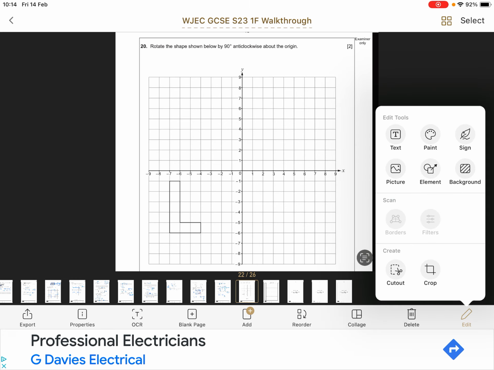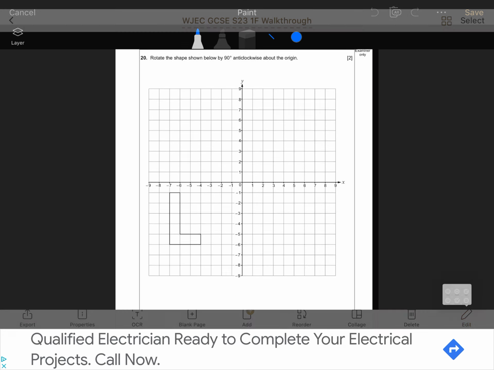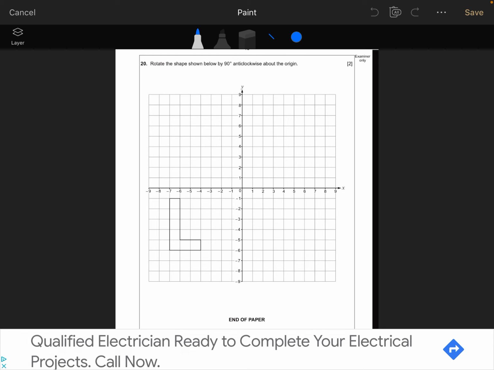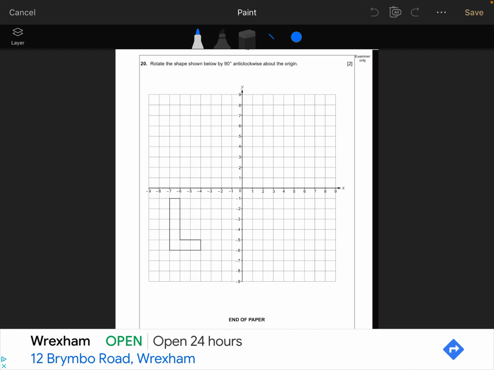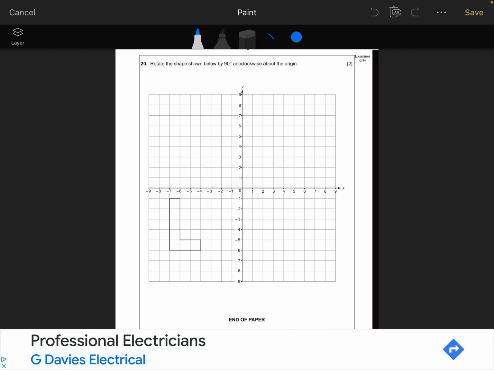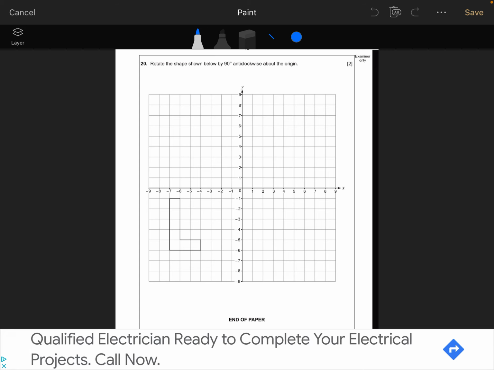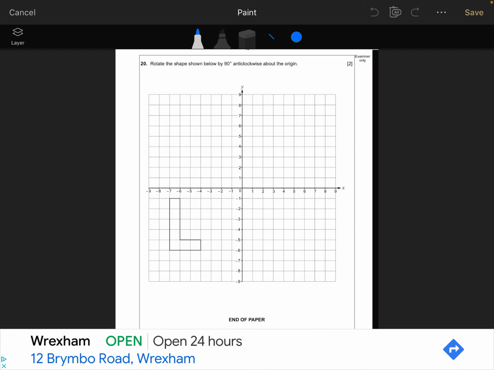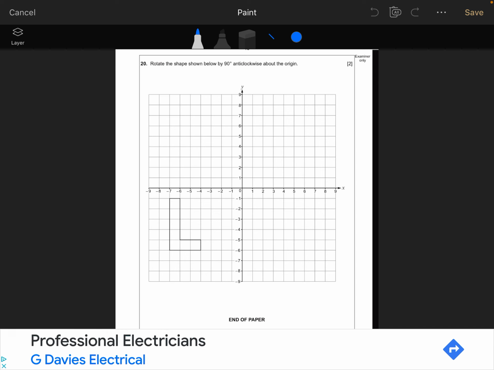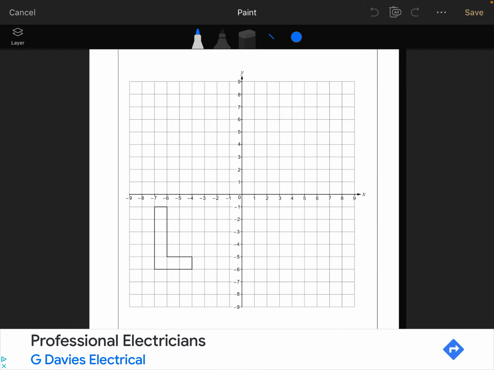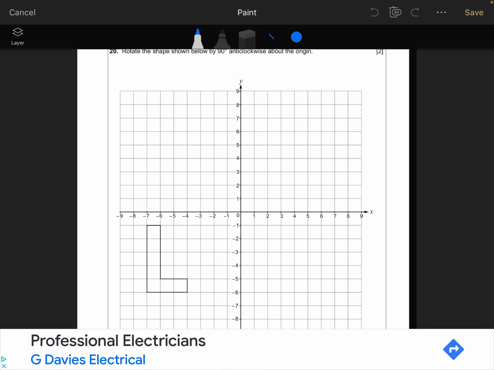lay your tracing paper over the shape, and then put your pen in where the center of the rotation is, and rotate in the right direction by the right number of degrees. Okay, so I'll try and demonstrate that just by drawing on here. It says rotate the shape 90 degrees anti-clockwise about the origin. When they say the origin, what they mean is this point here.